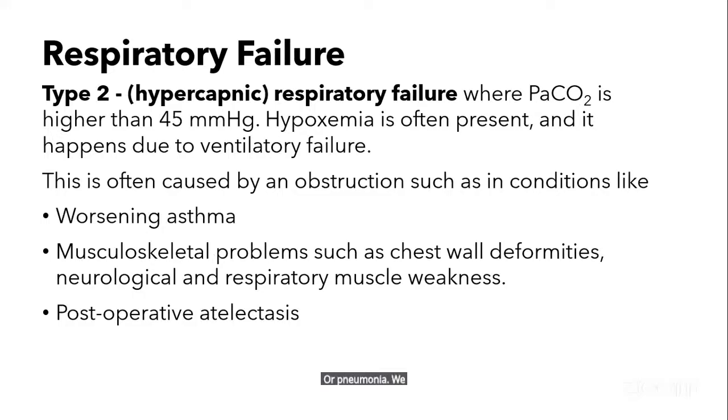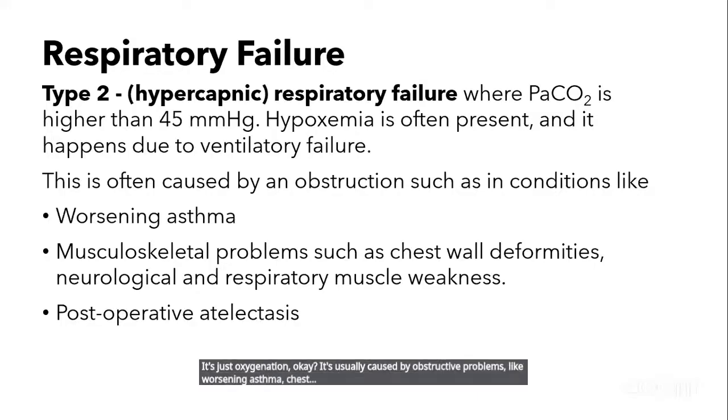We move on to type 2. In type 2 respiratory failure, the CO2 is higher than 45. So as opposed to this being a hypoxic problem, like in type 1, we have a hypercapnic problem that is type 2. It's usually caused by obstructive problems like worsening asthma, chest wall problems, and post-operative lung collapse, some form of obstruction.